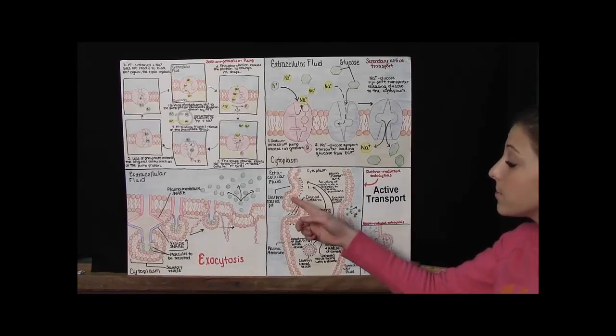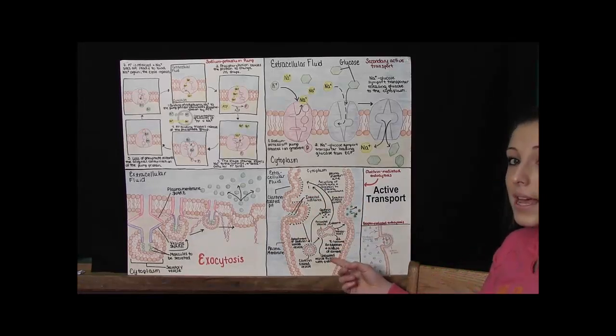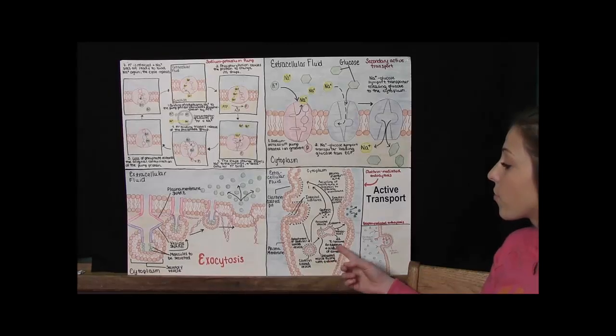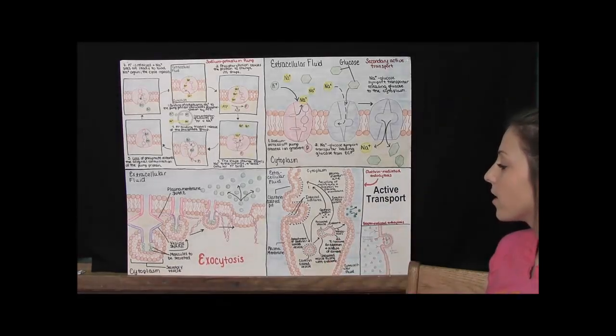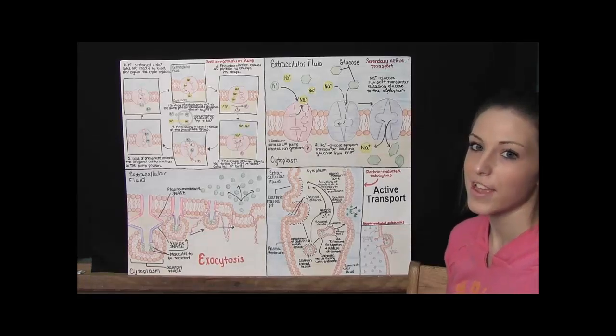It's either recycled to the plasma membrane, bound with a lysosome and used by the cell, or gotten rid of by exocytosis. And that is our discussion on passive and active transport.